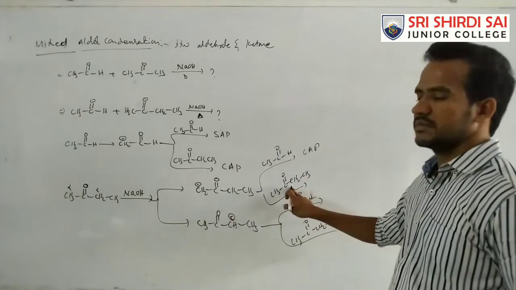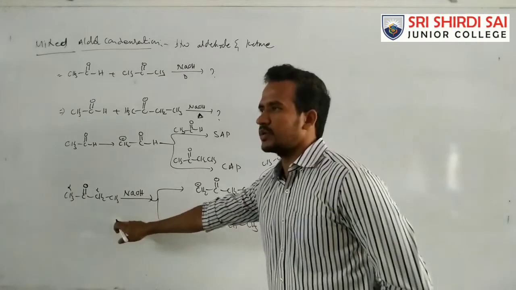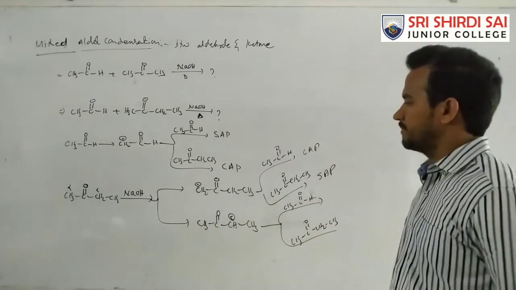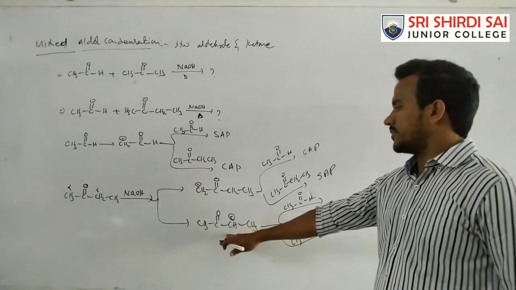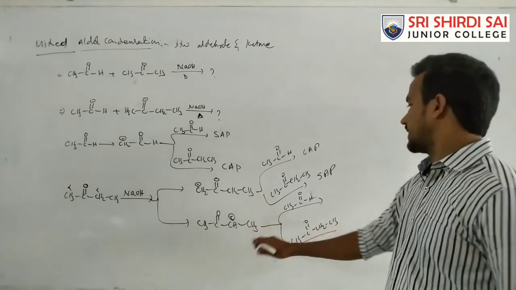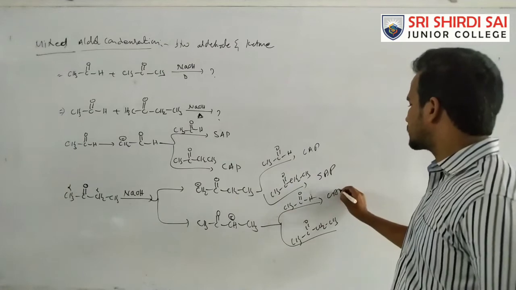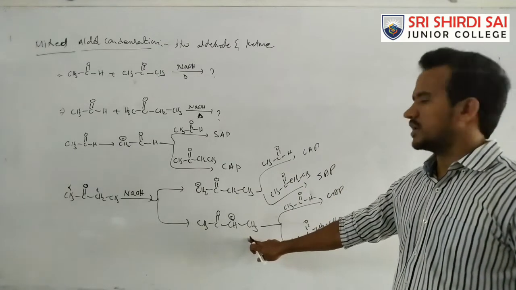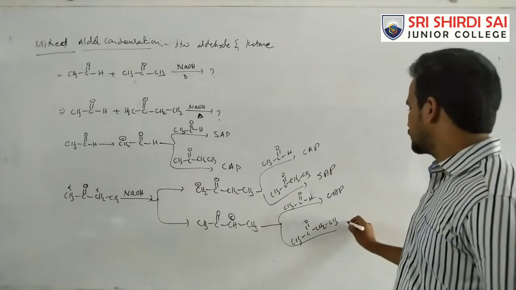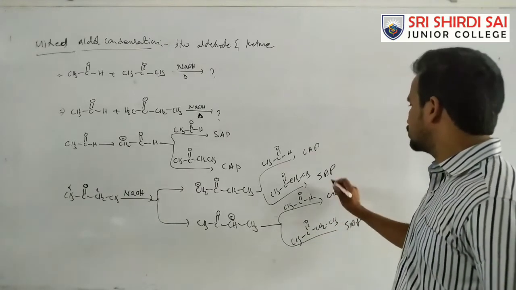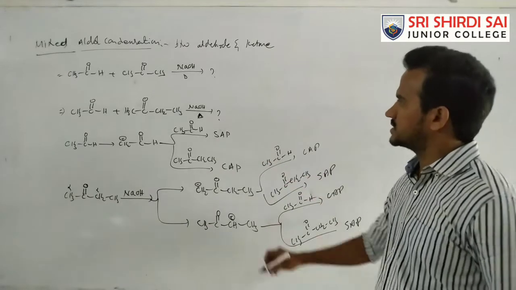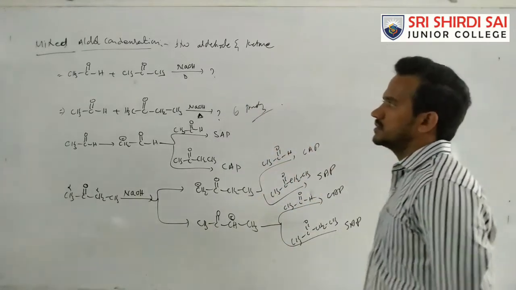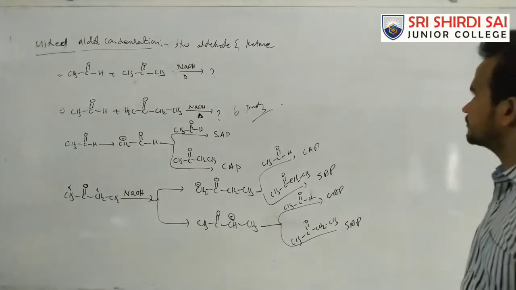A carbanion generated from 2-butanone attacking 2-butanone is a self-aldol product. A carbanion generated from 2-butanone attacking acetaldehyde is a cross aldol product. Again, 2-butanone carbanion attacking 2-butanone is a self-aldol product. So 1, 2, 3, 4, 5, 6: six products are formed. That is mixed aldol condensation.